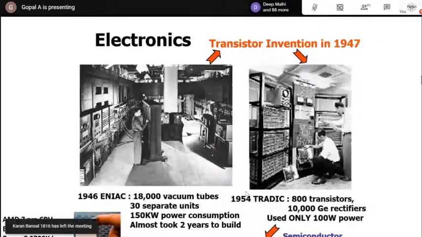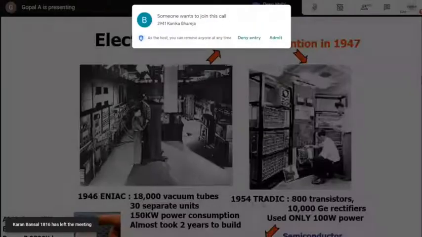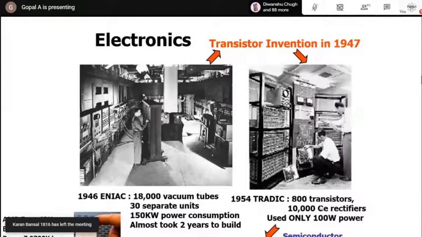So this is the first generation. A 1954 computer based on transistors used 800 transistors and 10,000 germanium rectifiers. Compared to 150 kilowatts of power, this used only 100 watts. That is 1,000 times less power if you use semiconductors. And the size also came down from one full room to one corner of a room. So 1947 was the transistor invention, and 7 years later, the first transistor-based computer was built.